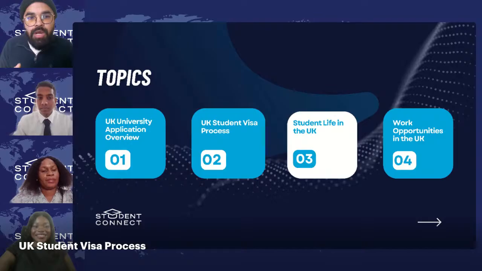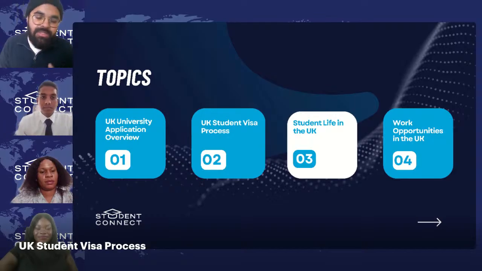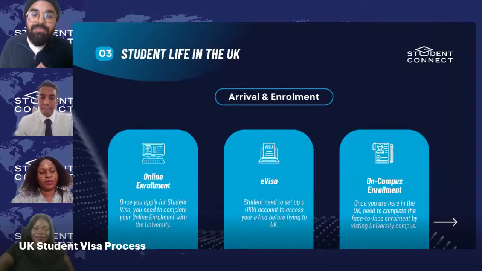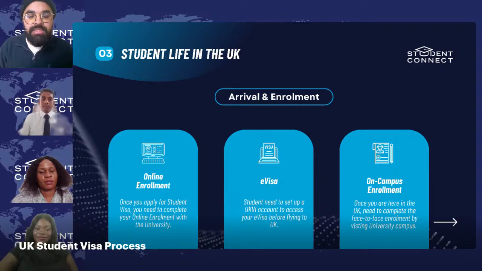Right now, I'm going to talk about student life in the UK, and as an international student myself, I will definitely speak about my experience as well. But first, a few things you still need to know once you get your visa or apply for the visa. First thing, even before arriving here in the UK, is your online enrollment. Once you apply for the visa, you go to your university application portal, finish the online enrollment, and make sure everything that is requested there is uploaded.